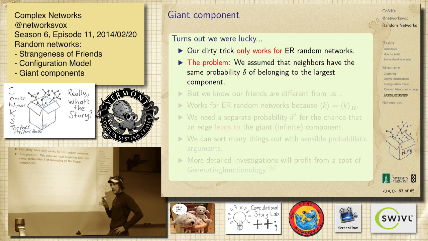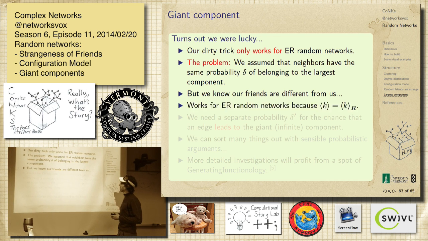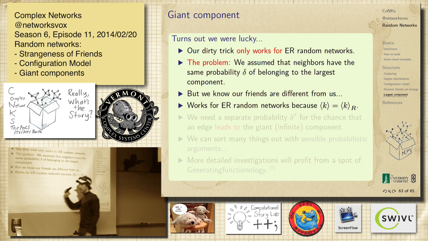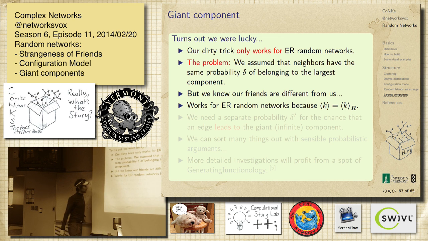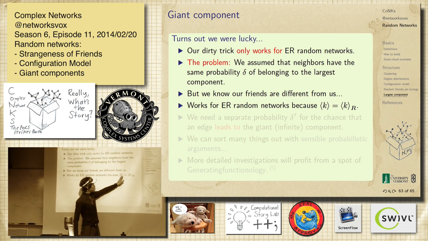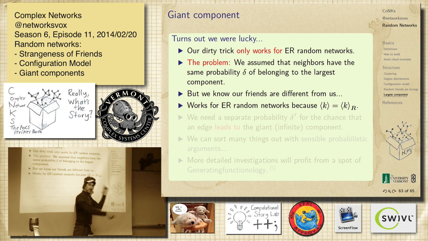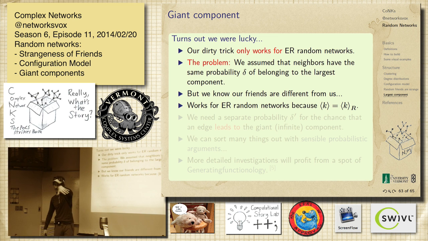So here's the problem. We assume that the neighbors have the same probability delta, but we've already seen that your friends are different to you in various ways, right? So this was a bad thing to do. And it works because of this very special property of Poisson degree distribution networks: you go to a random friend, and they have exactly the mean of the Poisson distribution as the number of other friends.